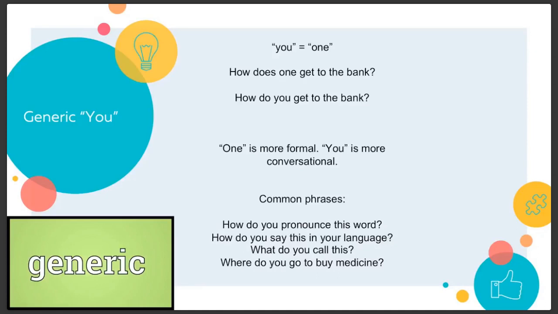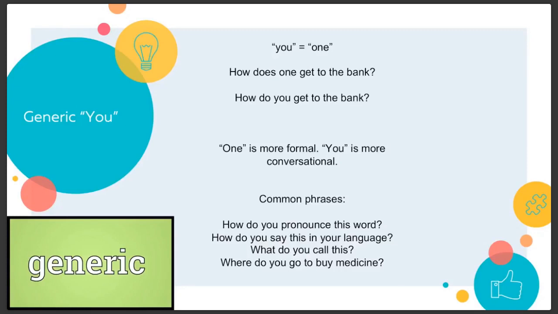But we can use the words "you" and "one" in a similar way, and I'm going to show you what I mean. For example, you can ask the question, "How does one get to the bank?" Or you can ask, "How do you get to the bank?" These are two different things, and the word "you" is less formal. It's more informal. That's why we say "you" more often, because "you" is more conversational and "one" is more formal.